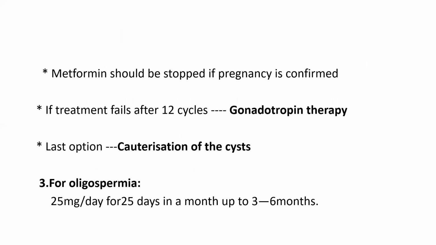The metformin should be stopped if pregnancy occurs. If ovulation occurs and pregnancy is confirmed, the metformin dose should be stopped. If treatment fails, we have to try the treatment up to 12 cycles. If ovulation does not occur, then we have to go for gonadotropin therapy, that is with gonadotropins and gonadotropin releasing hormone agonists. And the last option for the treatment of polycystic ovarian syndrome is cauterization of the cysts. This is the last option.